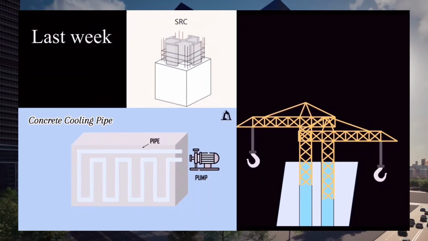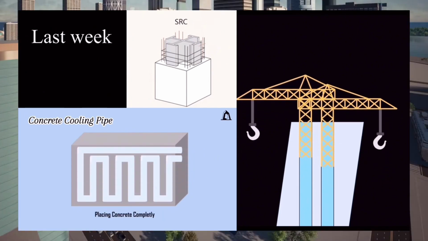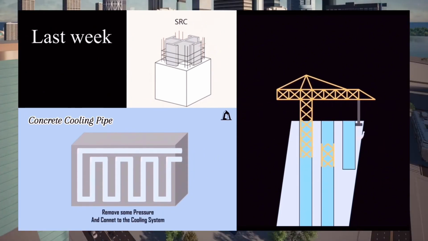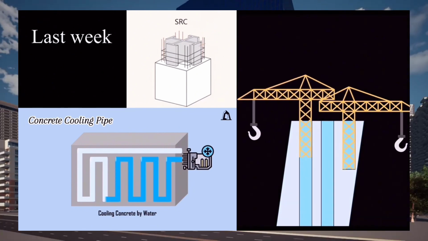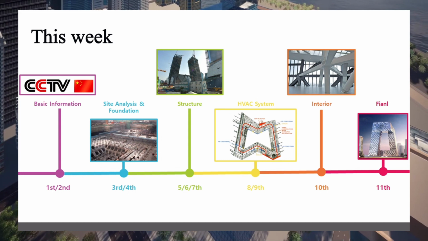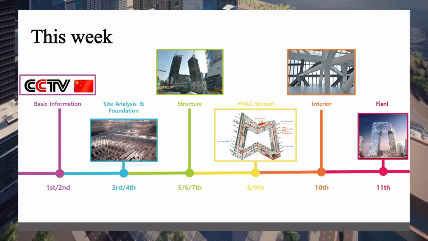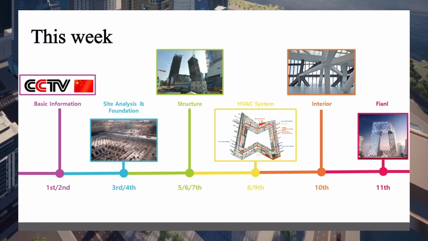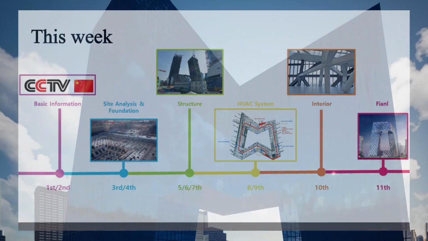Last week, we learned about the horizontal and vertical movement of concrete pouring and SRC columns in the base, and cranes for the construction of columns and towers. From this week, we will find out through the unique cantilever structure of CCTV and how it overcame the irregular load acting on the tilted tower.